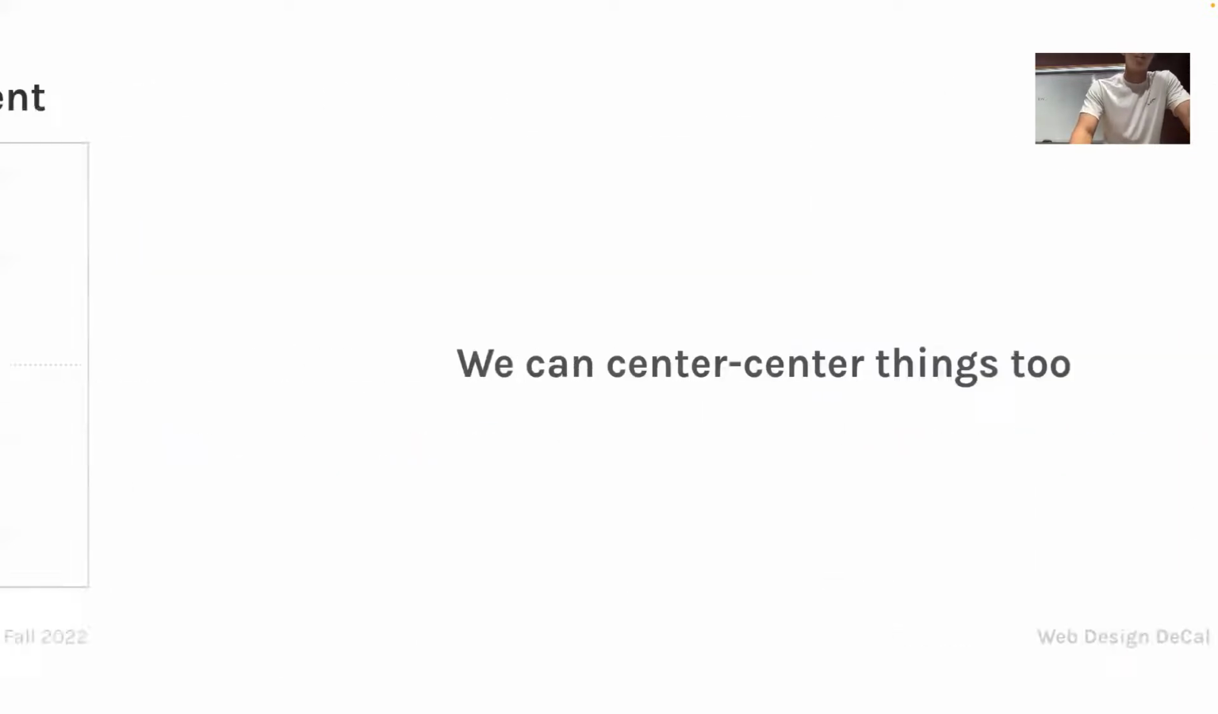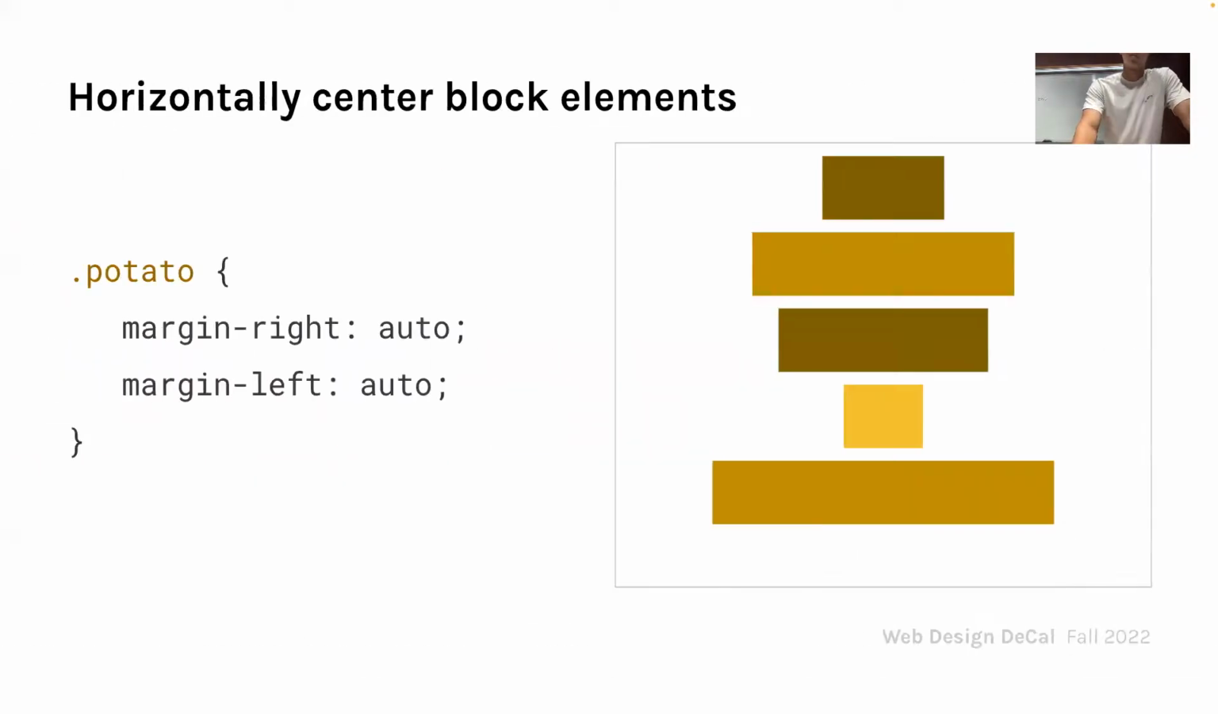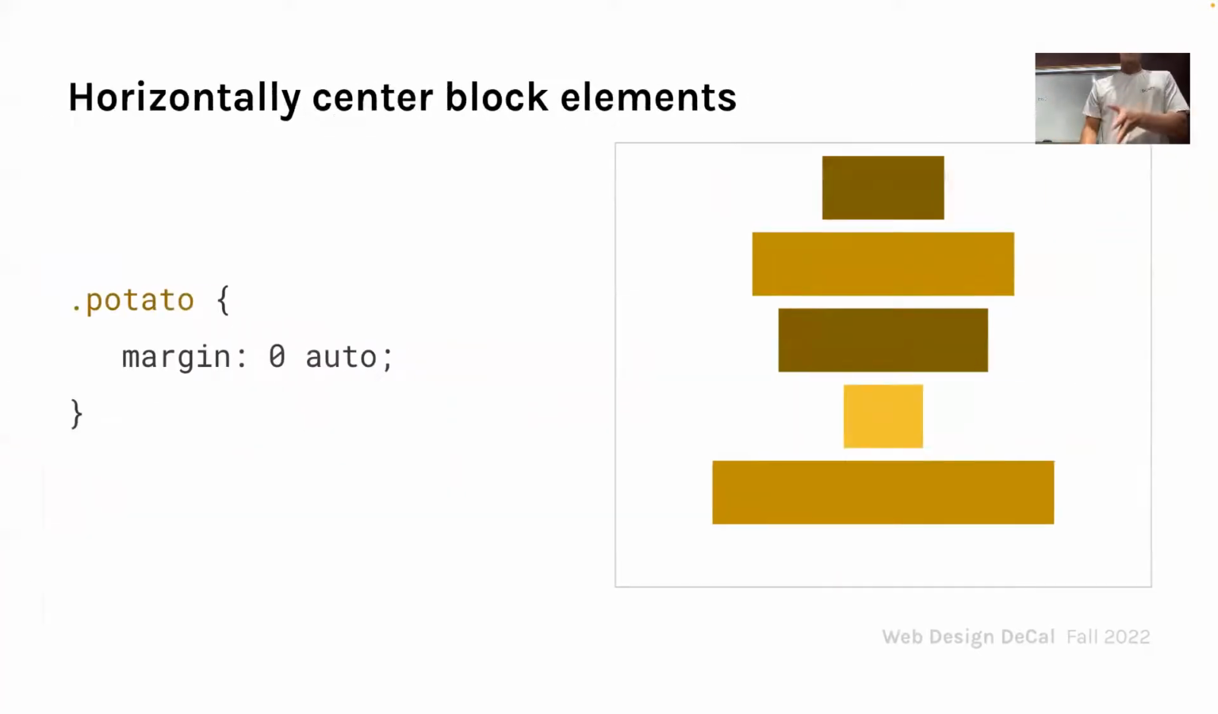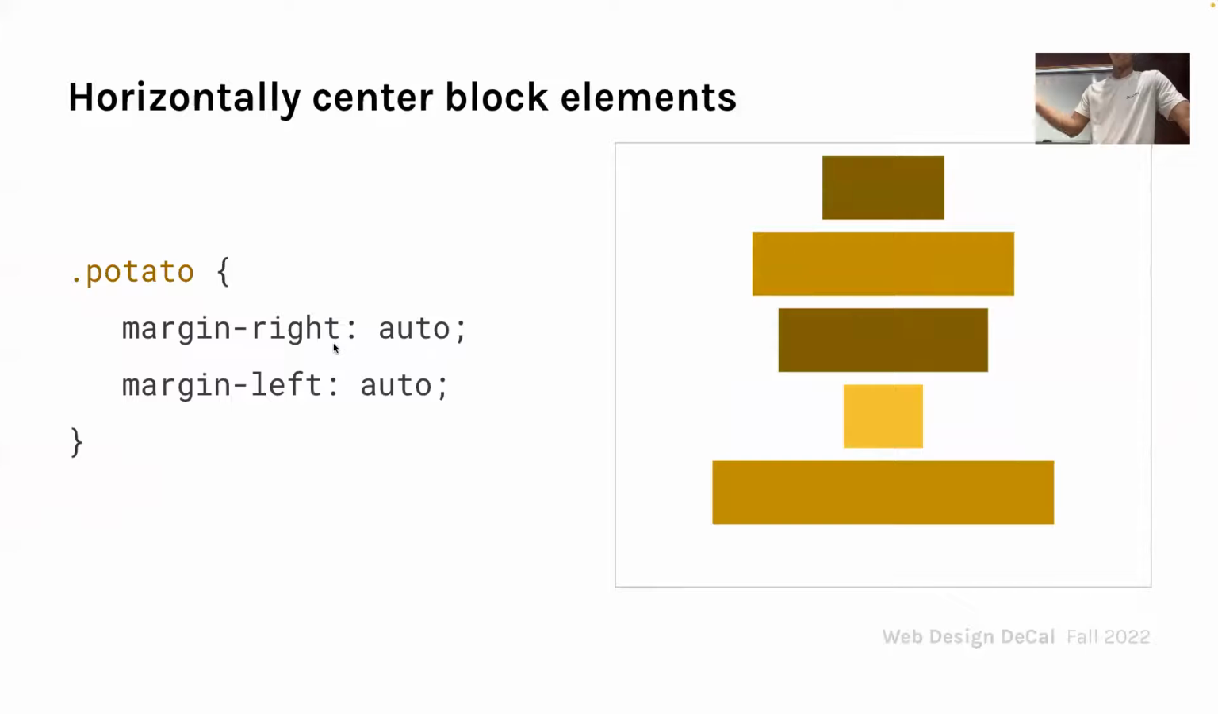So auto, based for margin right auto, it automatically positions the right margin so that it's centered. Margin left auto, it automatically positions the left margin so that it's centered. Margin zero auto is a shorthand way where the zero refers to the top and bottom margin. It can be whatever margin you want on the top and bottom, and then auto is applied to the left and right. So this is basically a shorthand way of doing margin right auto, margin left auto, margin top zero, margin bottom zero. And you can replace the zero with whatever you want.